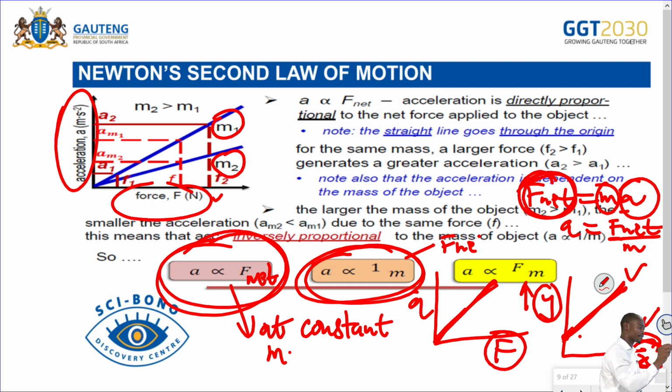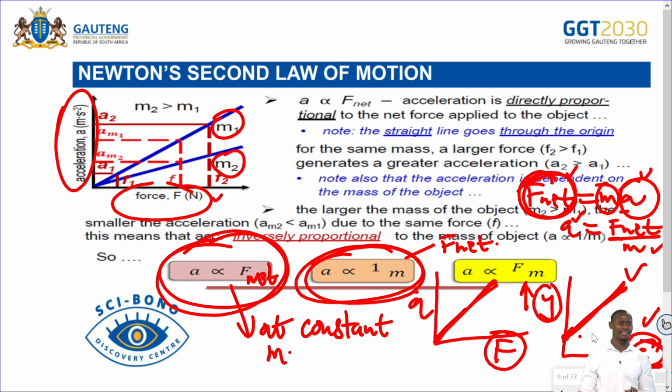F net. So we cannot talk about the relationship between A and m if F net is not constant. So by now we know the relationship between A and F, and A and m. Between A and F is directly proportional at constant mass, and between A and mass is inversely proportional at constant net force, right?